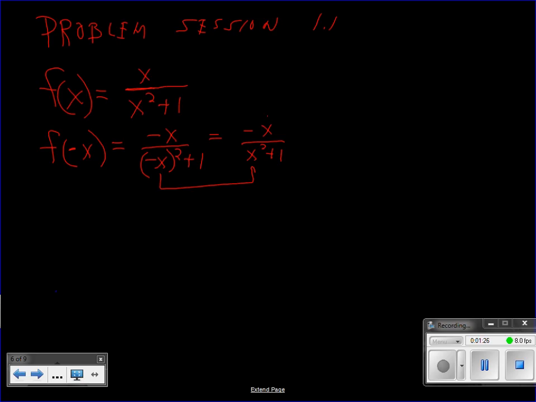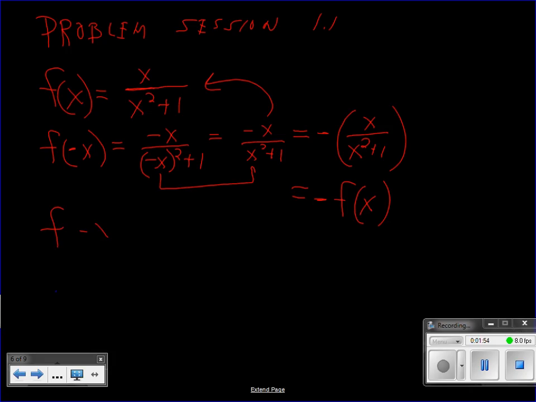And now, how does that look? Is there any relationship to that? Oh, that looks like the following. That's negative x over x squared plus 1. Which is what? That's just negative f of x. All right? So what is this? Now I just showed that f of minus x is equal to negative f of x.